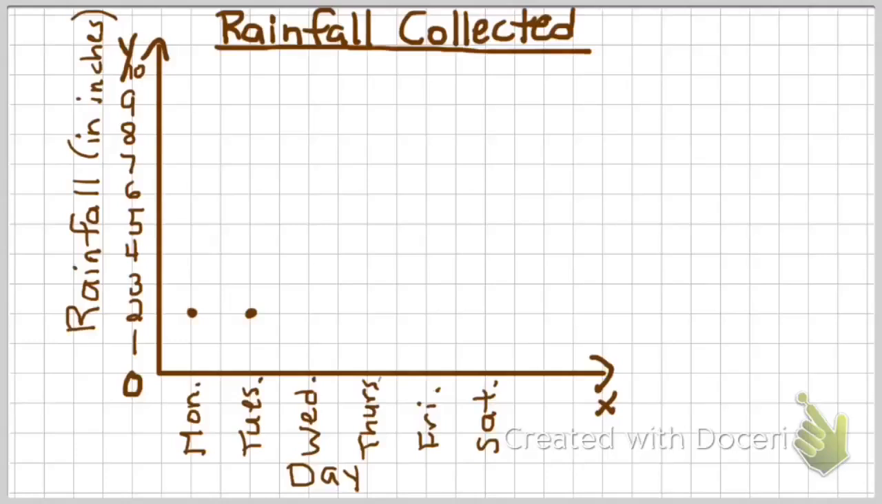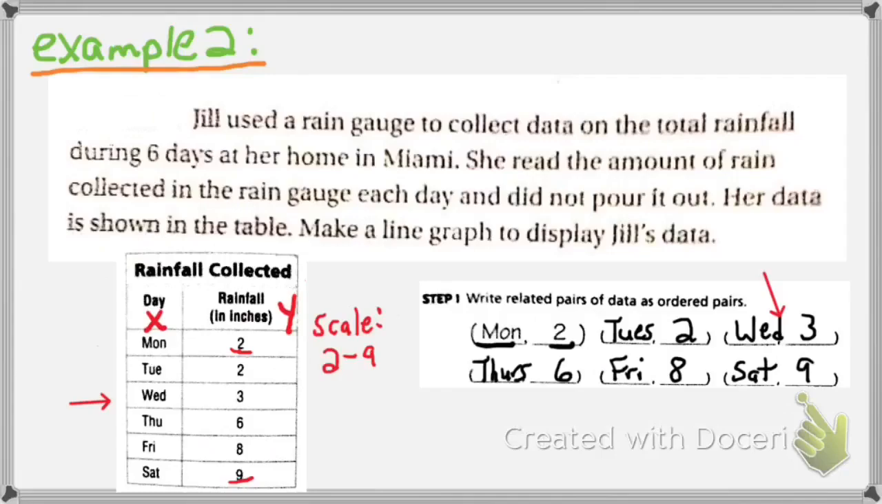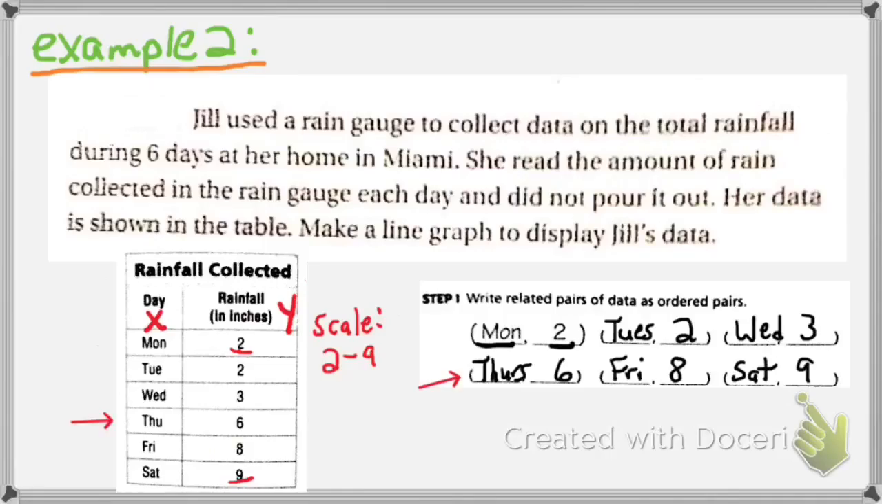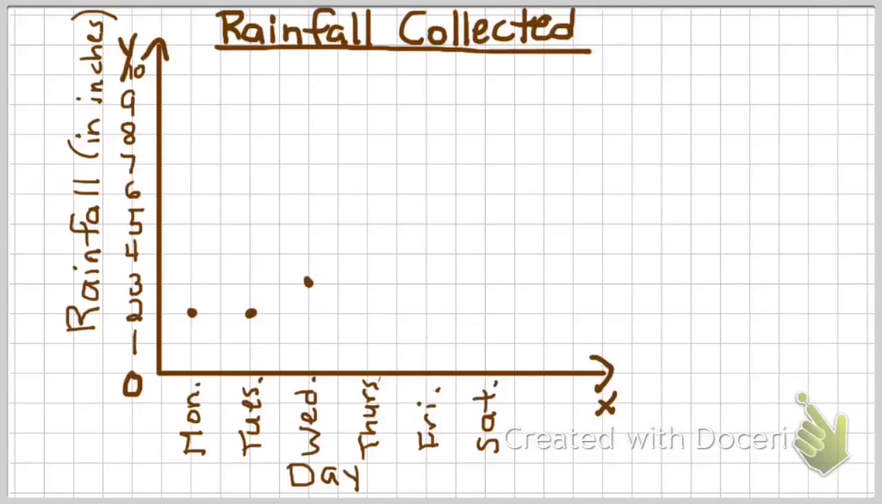Look back at my table to see what I need to do for Wednesday. And according to my information, by the end of Wednesday there was 3 inches of rain. So I follow my finger up the Wednesday line and put the dot in at exactly 3 inches. Go back to my table to find out what Thursday is. By the end of Thursday, we had 6 inches of rain. So follow my line up on the Thursday and put my dot in at 6 inches.